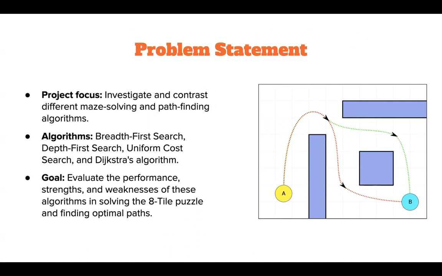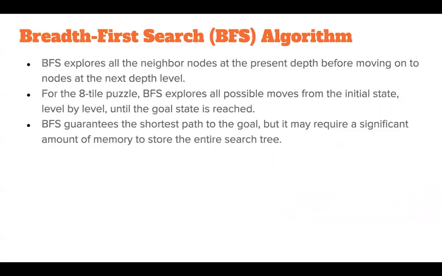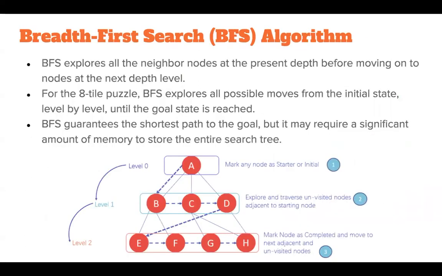We will start by exploring how BFS tackles the 8-tile puzzle problem. BFS systematically explores all the neighbor nodes at the present depth before moving on to the nodes at the next depth. For our puzzle, BFS exhaustively examines all the possible moves from the initial state level by level until it reaches the goal state. BFS guarantees the shortest path to the goal, but it may require a significant amount of memory to store the entire search tree.